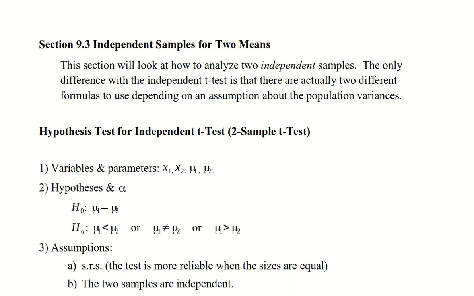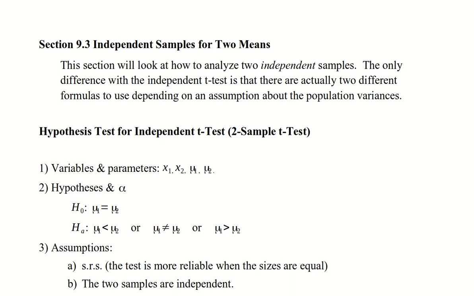Okay, welcome to 9.3, the end of Chapter 9. We're going to turn our attention now to independent samples for two means. We're going to compare two different populations. So remember that we need to be able to identify when samples are independent, and if they are independent, we'll follow the methods in this section.